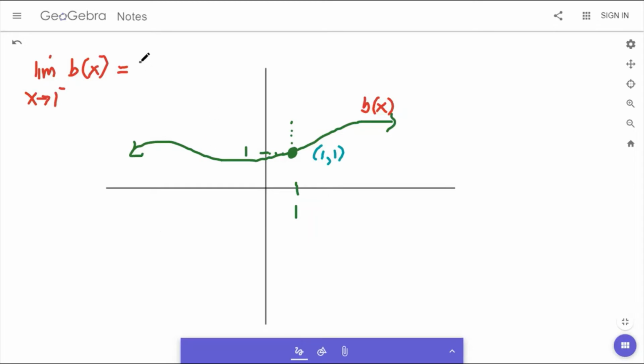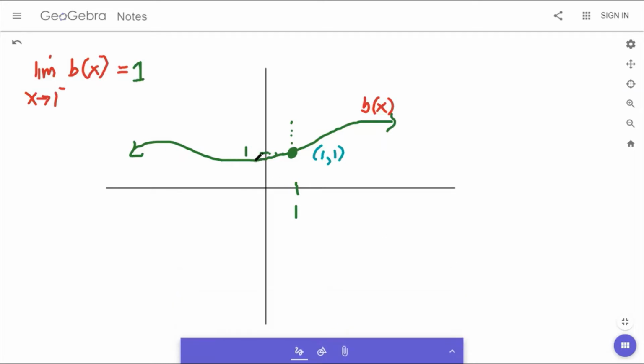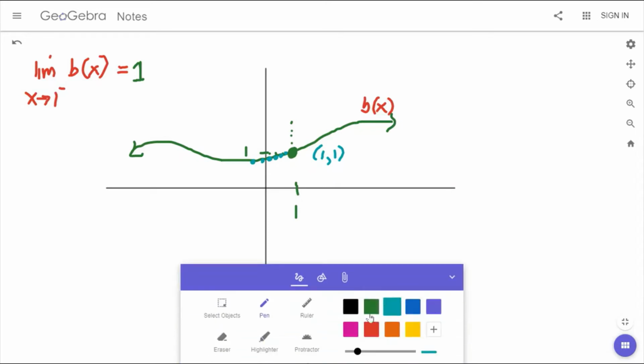Nakikita nyo, kitang-kita na kasi sa graph, class. Kung papalapit ka ng papalapit diyan kay 1 pero galing ka sa left, tingnan mo ang behavior niya. Ganyan siya mag-behave. Okay, lapitan mo ang 1, sabi niya, pero galing ka sa left. Ano nangyayari sa y? Y gets closer and closer to 1. Okay? Next.